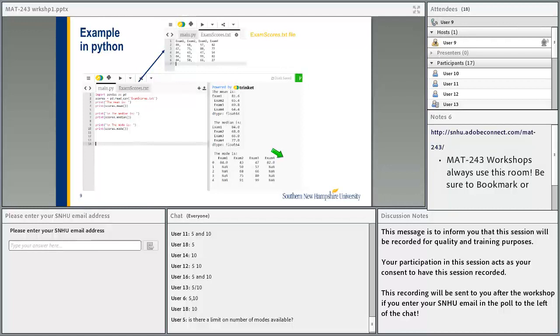So this is a screenshot of Trinket where I have a text file and then I find the mean, the median, and the mode. There is no limit to the number of modes that can be in a data set. So it's the number or the numbers that occur the maximum number of times. Whichever number occurs the maximum number of times, that will be the mode.